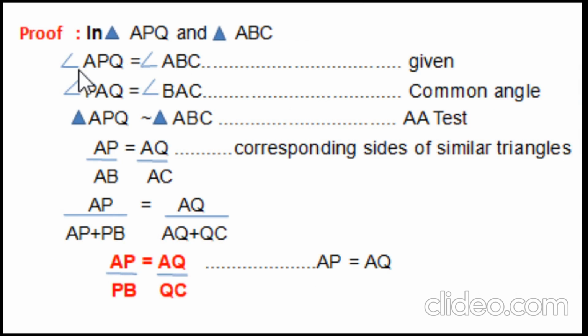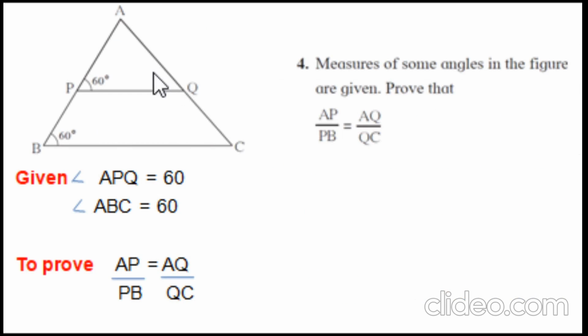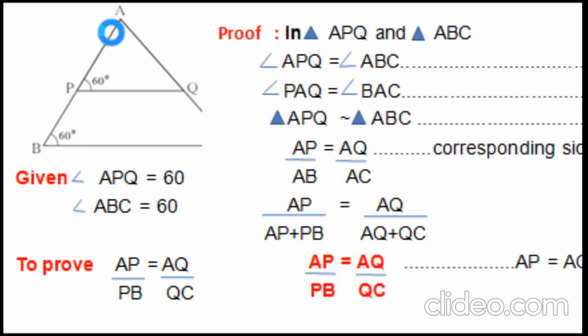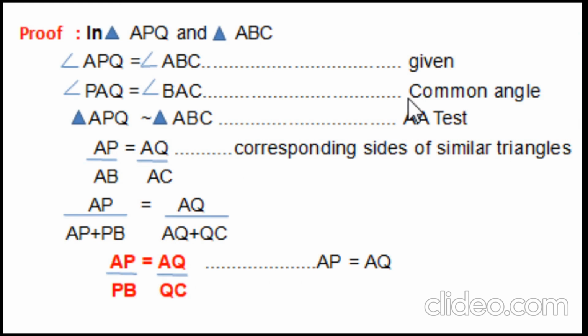Then angle APQ is congruent to angle ABC. Angle PAQ is equal to angle BAC. This is the common angle in both the triangles. Therefore, the common angle PAQ is congruent to BAC. Therefore, according to the AA test, these two triangles APQ and ABC are similar.